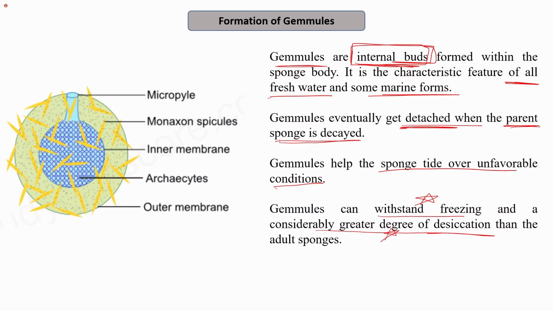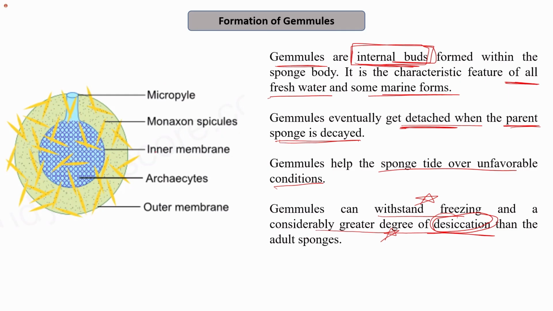These structures have the power to withstand adverse conditions like freezing or a greater degree of desiccation, that is, where water is not available, as compared to the adult sponges. Adult sponges do not have that much capacity to bear that, but the gemmules can withstand freezing and can bear a greater degree of desiccation than the adult sponges. So basically, gemmules as well as reduction bodies are the structures that are formed during adverse conditions.